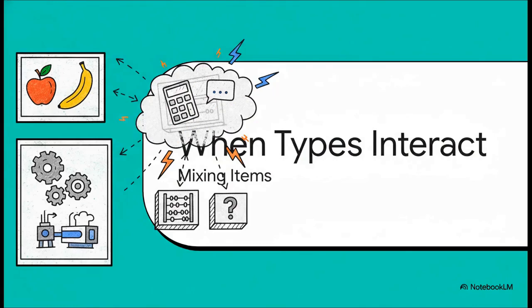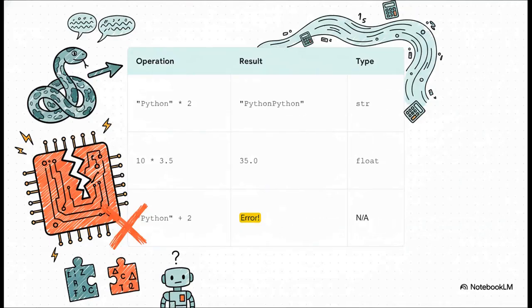You can actually multiply a string, like Python, by a number, and Python just repeats it for you. Pretty neat. And if you multiply an integer by a float, Python gives you back a float because it wants to be as precise as possible. But look at that last one. What happens if you try to add the word Python to the number 2? You get an error. Python basically throws up its hands and says, that makes no sense. I don't know how to do that. And that right there is why types matter so much.